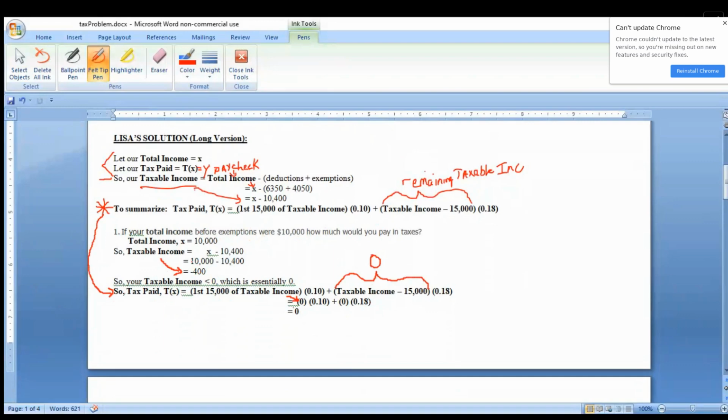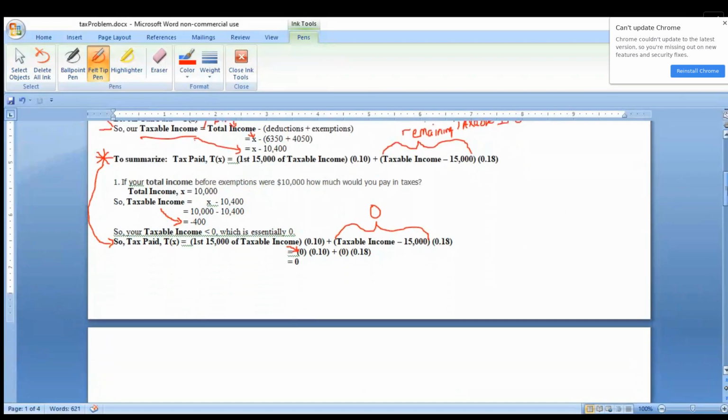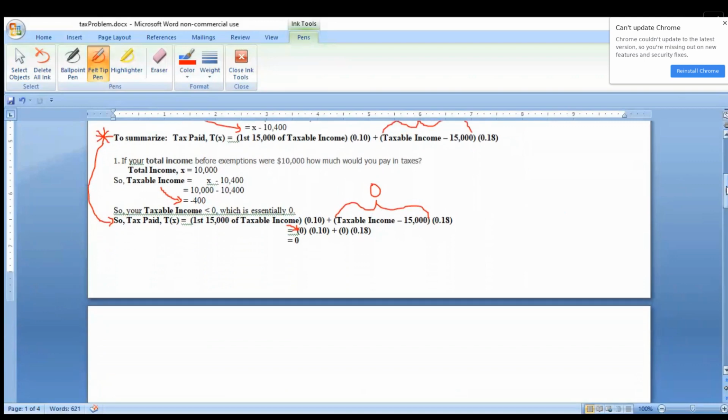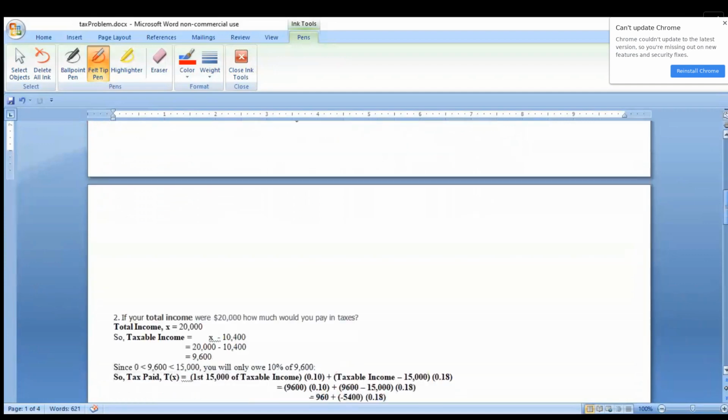So you could say to yourself, well, I'm not going to get a positive number until my total income is bigger than 10,400. It's got to be 10,401 for me to even have a taxable income. And that'll be one of our rules when we get to the end and create our model of functions. So that was question 1. If your total income is 10,000, you pay 0 in taxes.